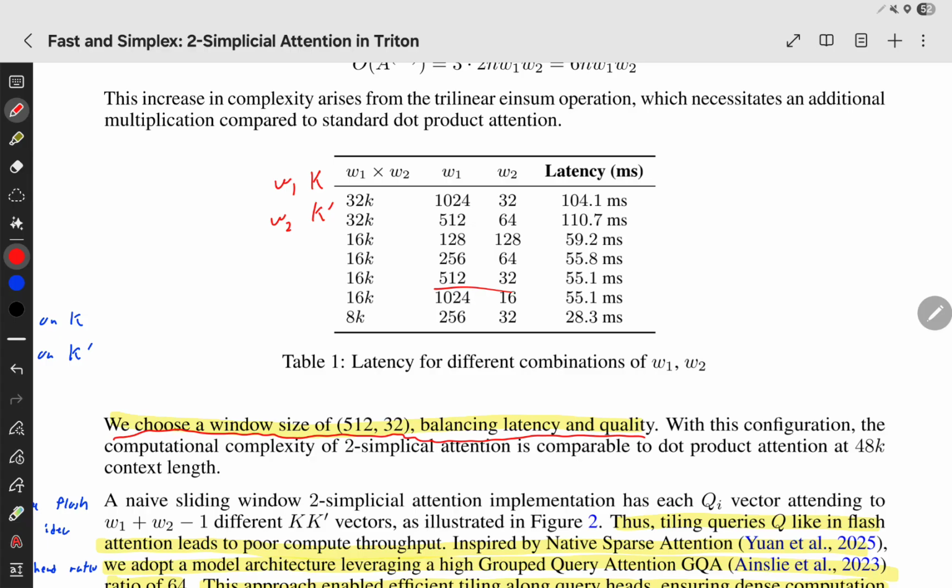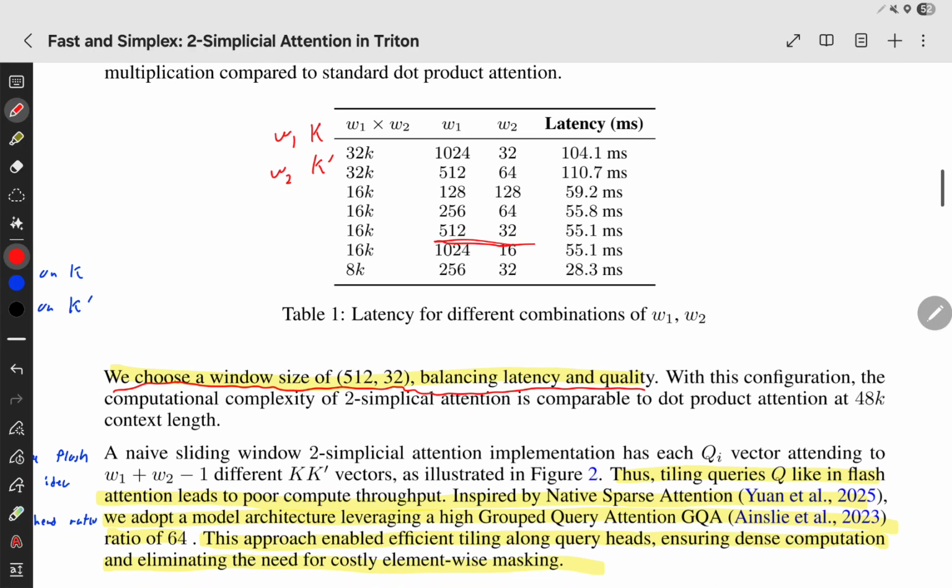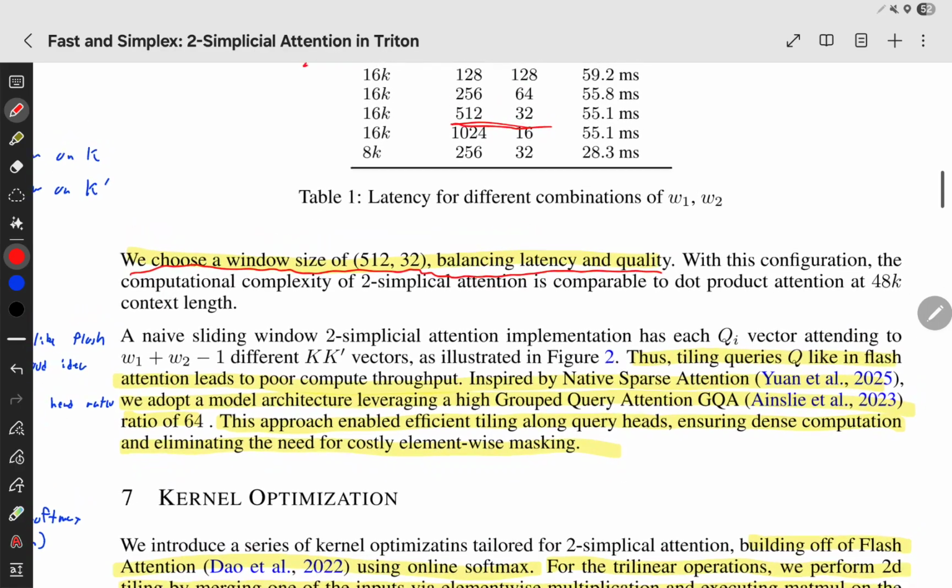Basically, they choose a window size such that the complexity is similar to that of normal dot product attention, normal quadratic attention. They want to show that adding this third axis, using the same amount of compute, is beneficial. So under the same compute budget, if we do sliding window attention using this third axis, as opposed to full attention with two axes, it's better. That's basically what they're going to show.